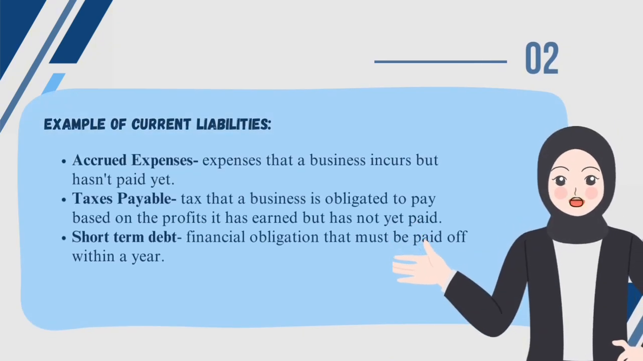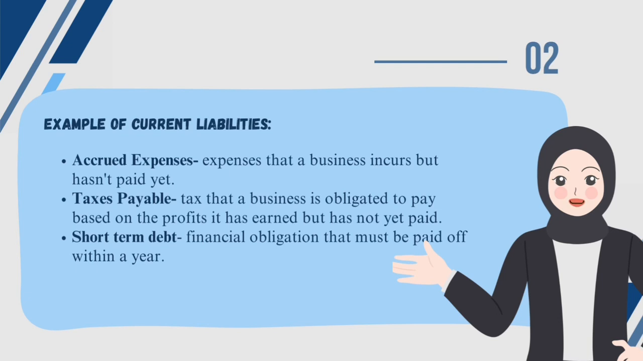Now, I want to explain examples of current liabilities. Number 1, accrued expenses. Expenses that a business incurs but has not paid yet. Number 2, tax payable. Tax that a business is obligated to pay based on the profit it has earned but has not yet paid. Number 3, short-term debt.